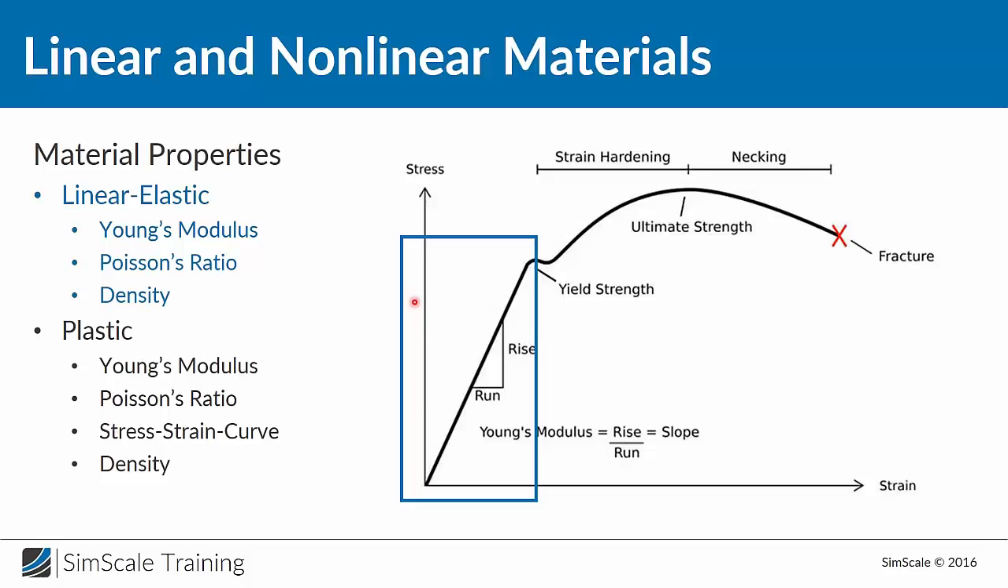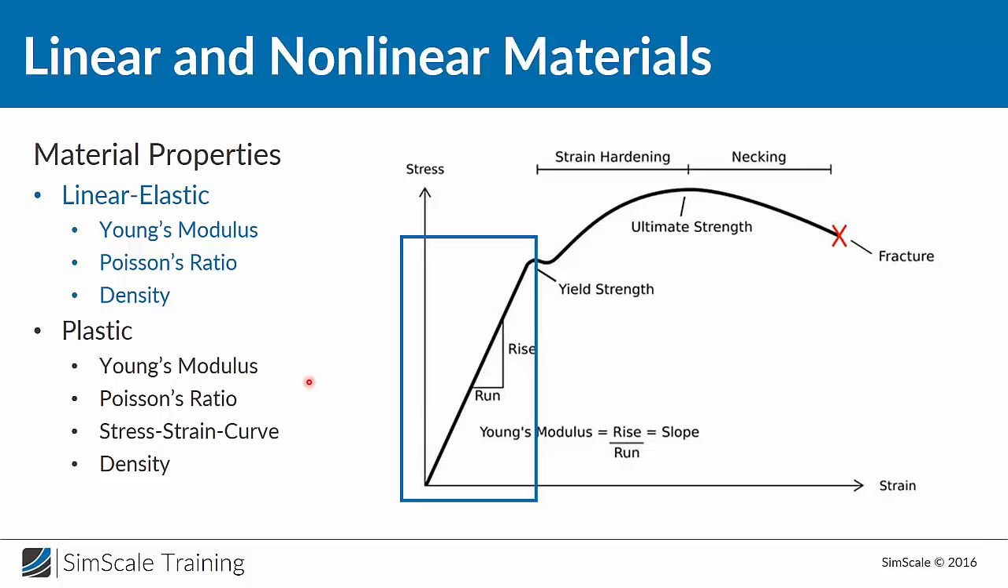So just imagine you have a two-dimensional stress state in two opposite directions, in two 90-degree directions, and then the Poisson's ratio is the ratio between the deformations in both directions. And finally, we also need a density, which is not directly needed for calculating the stiffness, but needed everywhere where we have gravity load, or gravity forces, which are applied.